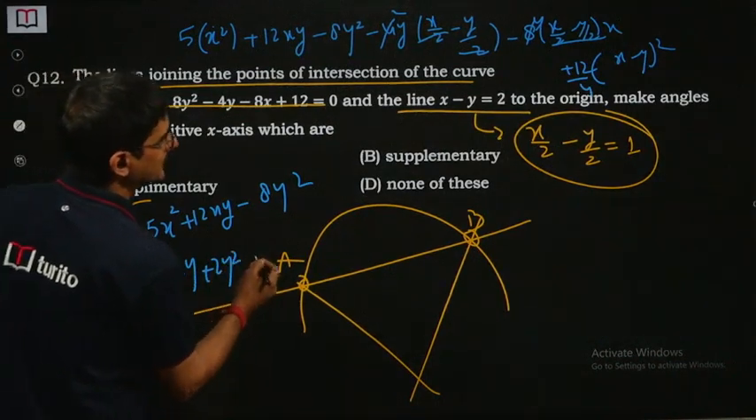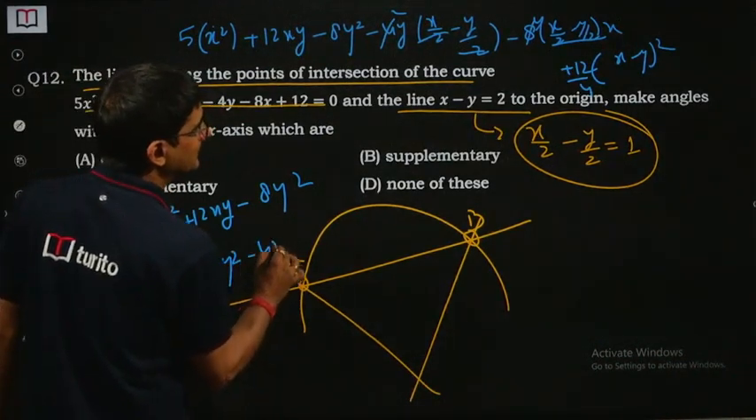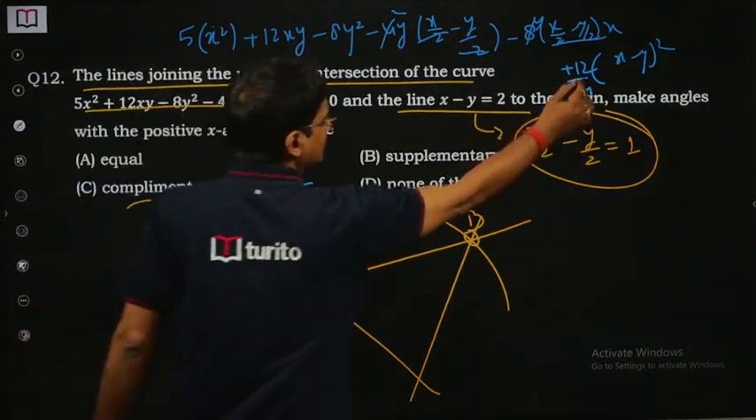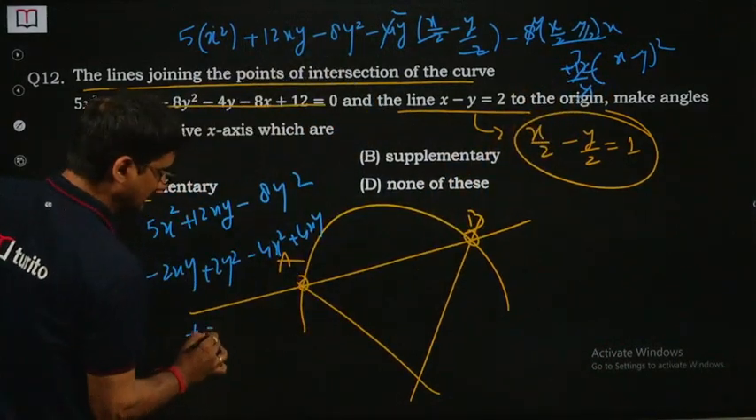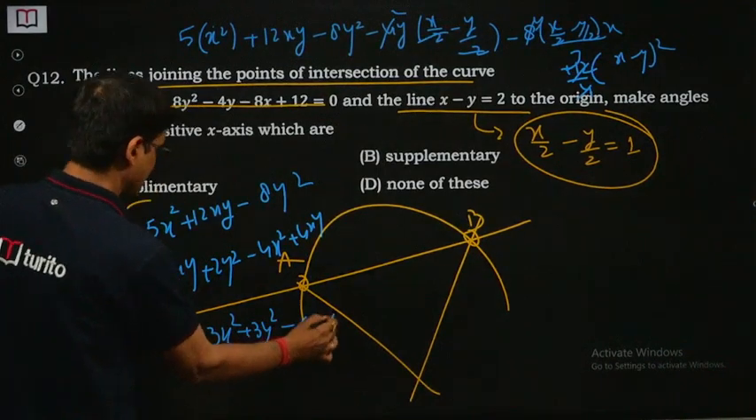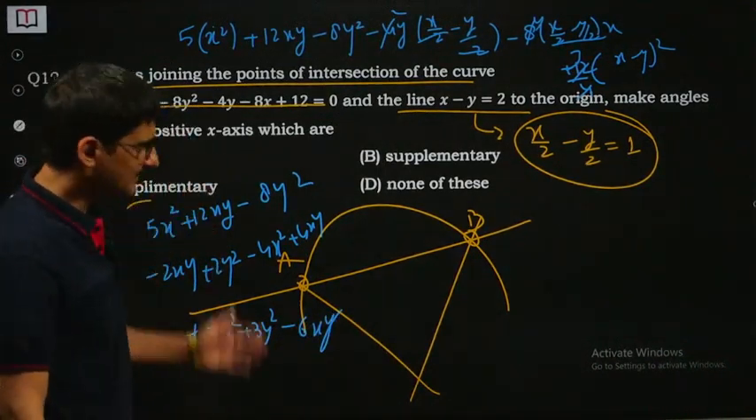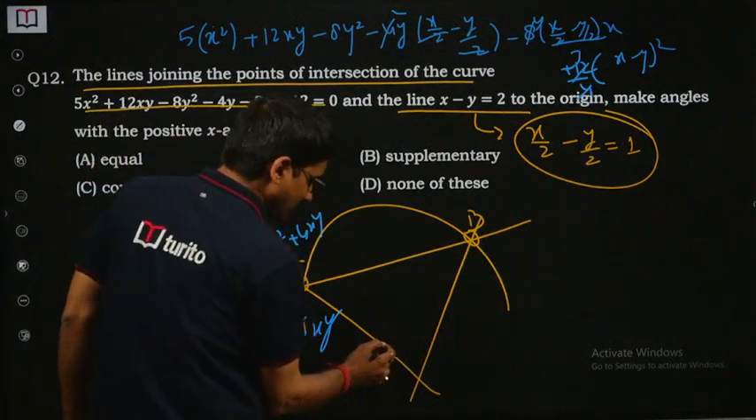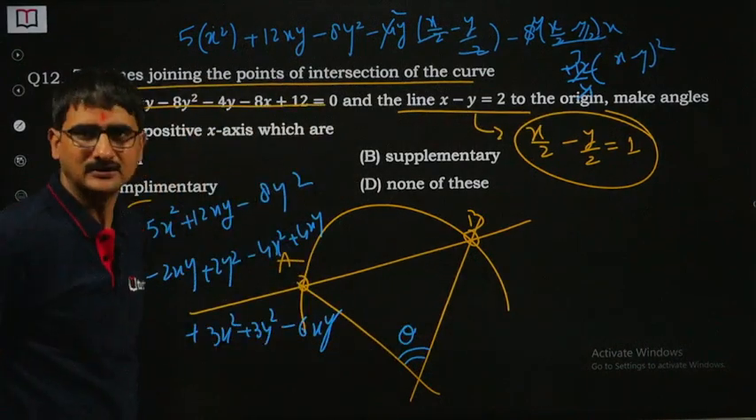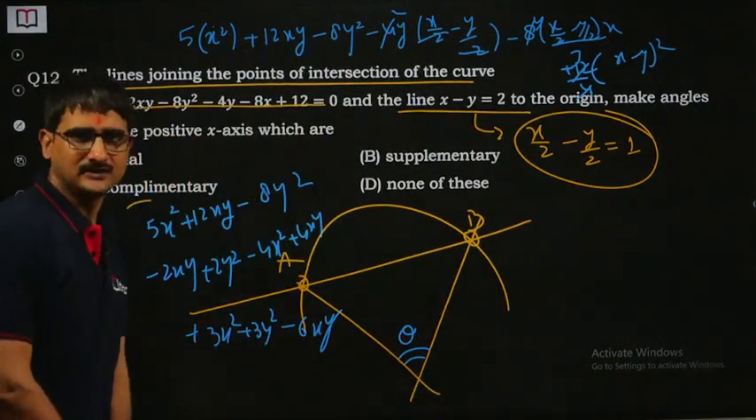See, now you people can easily do it. Of course, you could have done it earlier also, I know. 4xy, and then it's 3 here, so plus 3x square plus 3y square minus 6xy. Okay, get it? Fine. Now see, that's the angle between two lines, tan theta. So you may get tan theta directly from here.